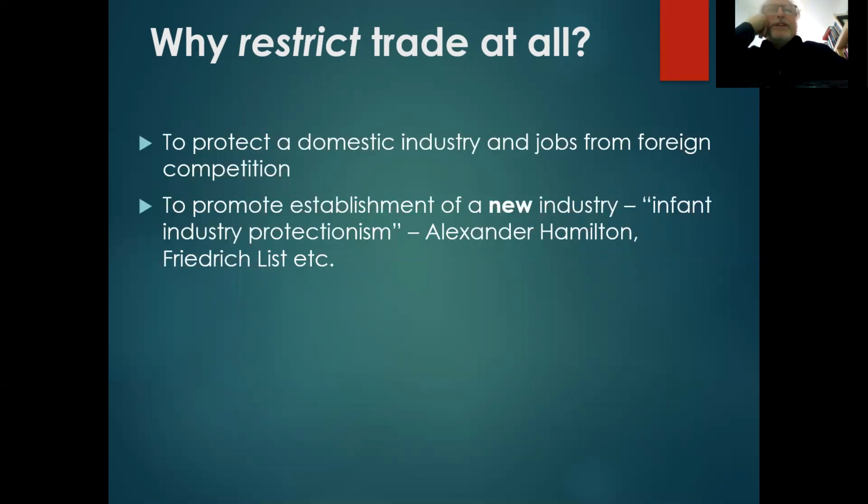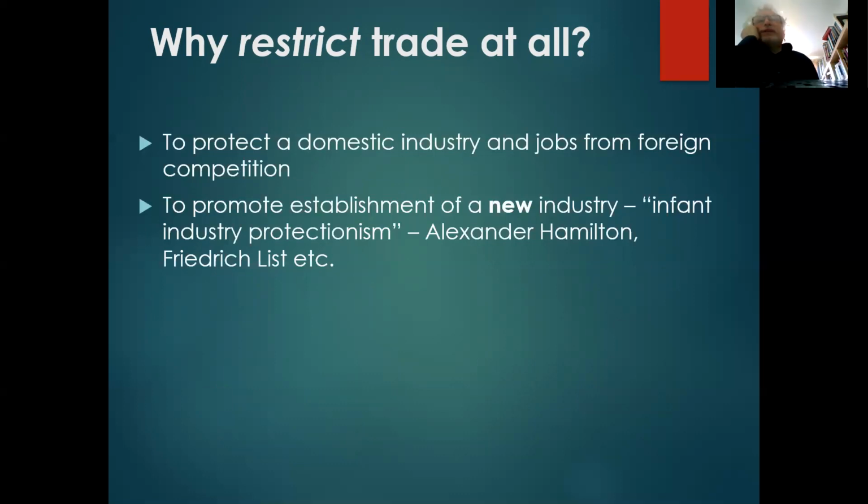So, for example, Alexander Hamilton, one of the authors of the so-called Federalist Papers in the early days of the United States, when it became independent from the British, was a keen advocate of infant industry protectionism, because up to that point, America was a purely agricultural nation. It manufactured almost nothing. And he wanted America to become an industrial country. At the time, Britain was a world leader in what was called the Industrial Revolution. How to compete with your former colonial master? You put up tariffs and you stop the British from exporting goods to America.